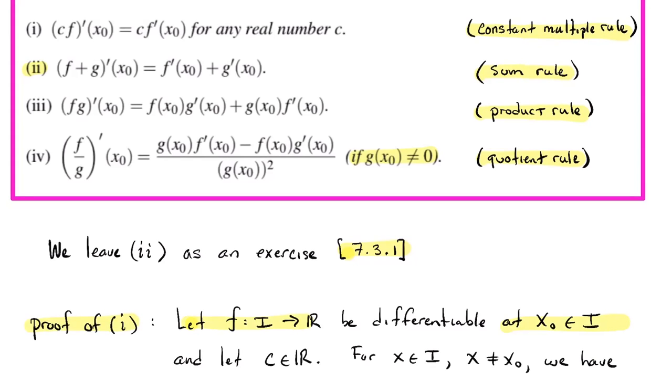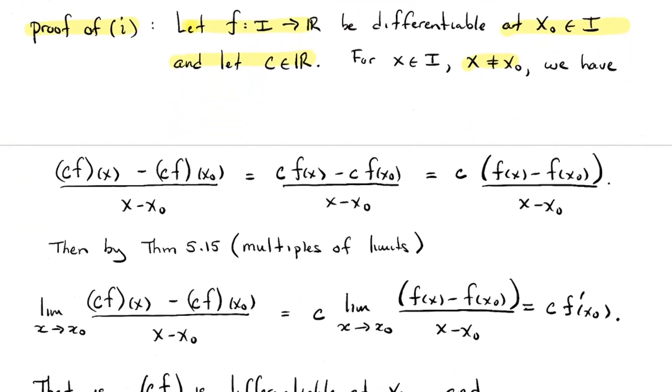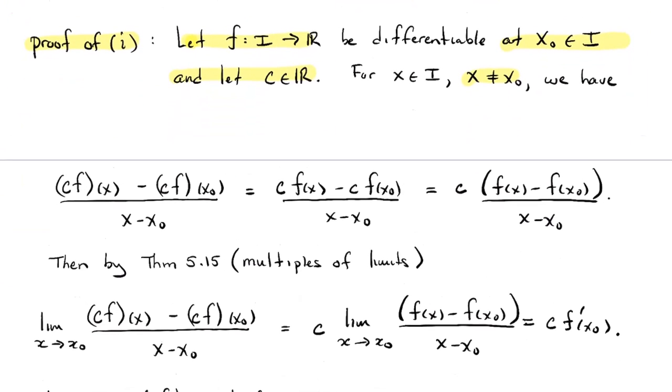It's differentiable at our point x0 in the domain I, and then choose a real number. My goal is to show that this constant function, c times f, is differentiable. So I'm going to choose any x in the interval that's not equal to x0, and I'm going to take a look at the difference quotient.